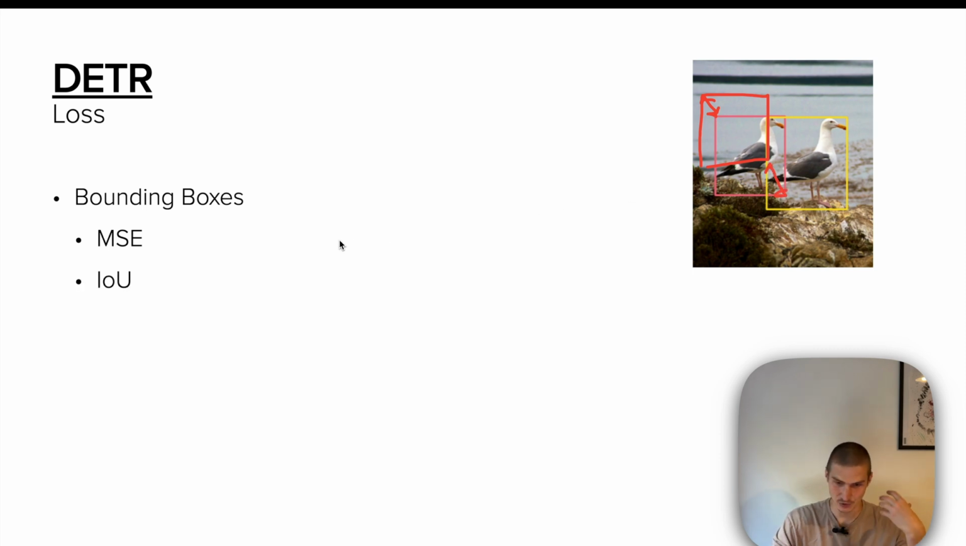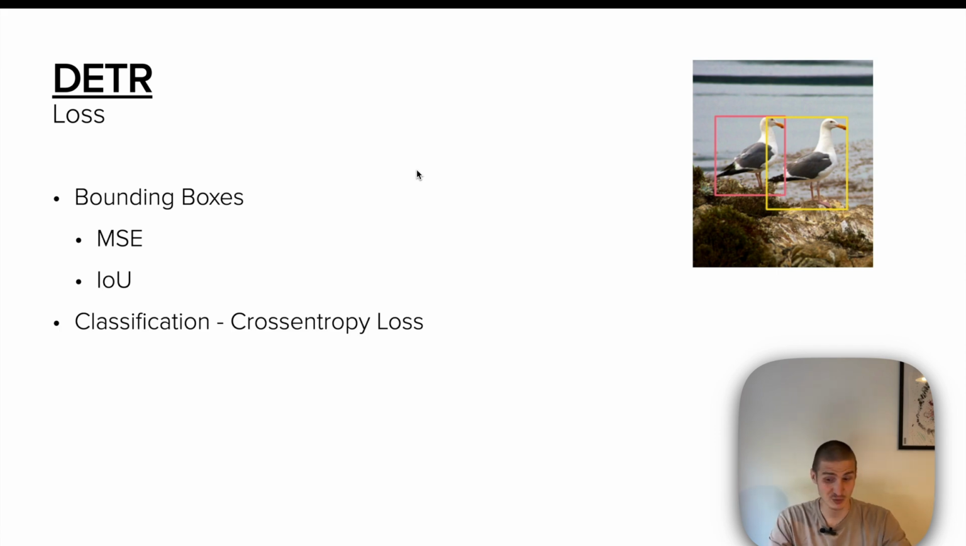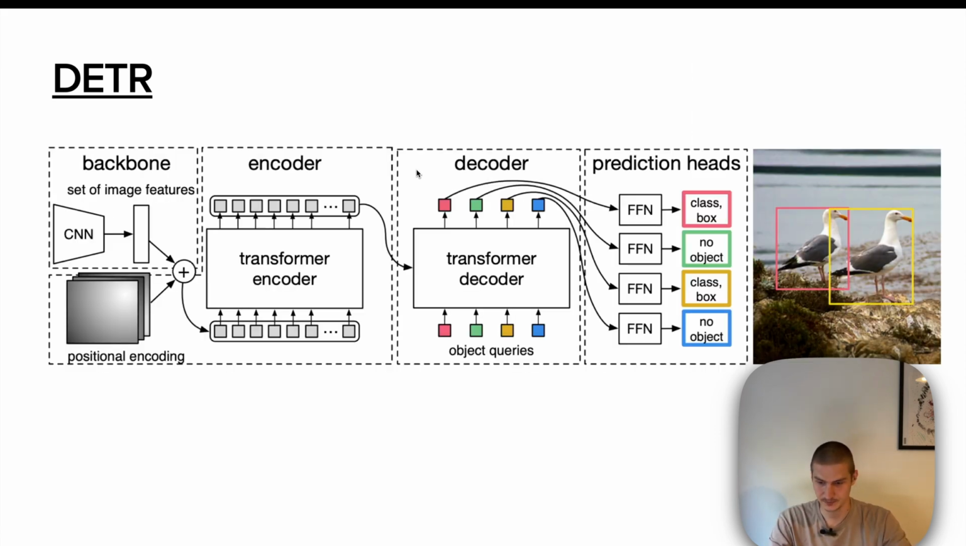We also have the IOU loss, or rather the GIOU, which is the differentiable version of IOU, which compares the intersection over union. So now we want to predict the box as close as possible to the ground truth. And the IOU loss works better for small objects because it's independent of object scale, basically. And then for classification, we have cross entropy loss.